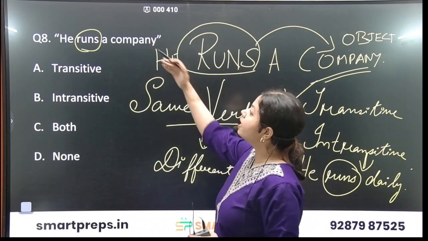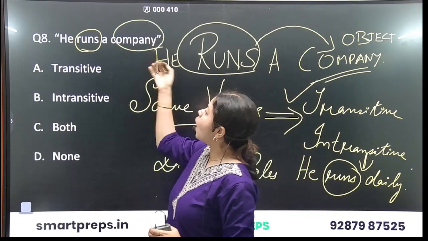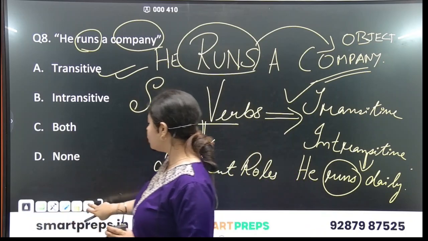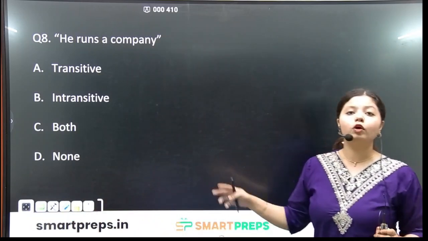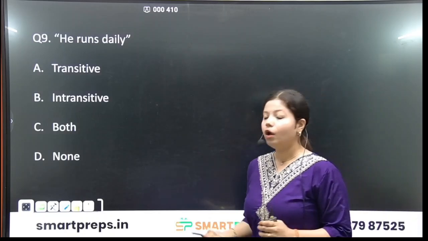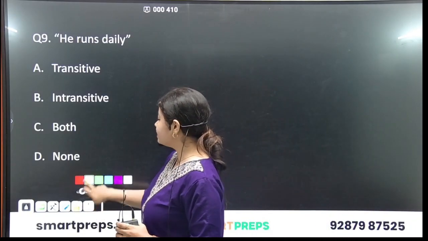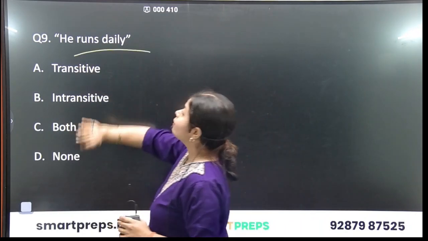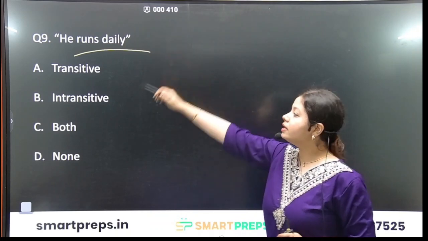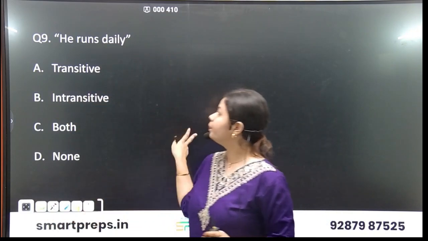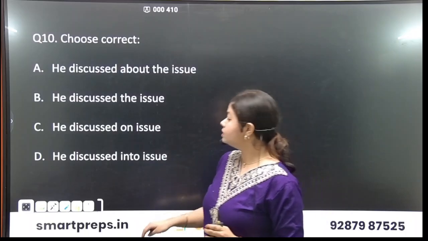So here, he runs a company. Company is the object. That is why the answer will be what? The answer will be transitive. So now when your concepts are clear, you are able to solve the questions. That is why I bring the concept first and then we move on with the questions. Concept clarity is the most important thing. He runs daily. Now check here. The same statement, it is what? It is intransitive because there is no object here. Yes or no?